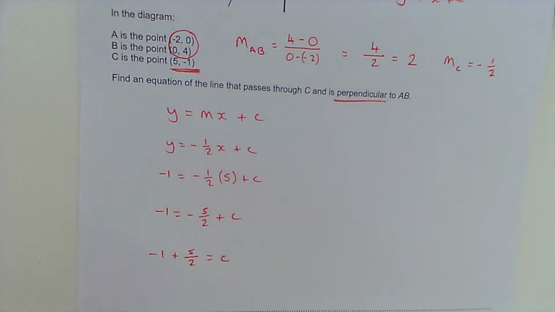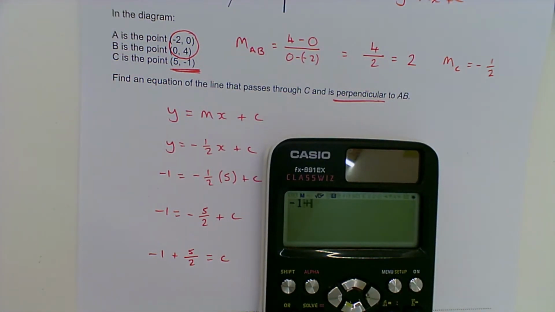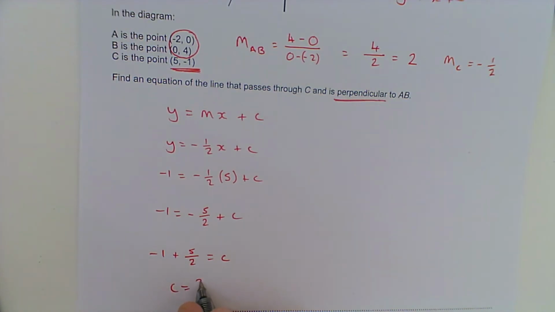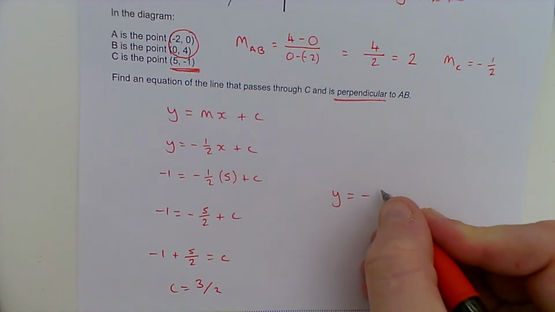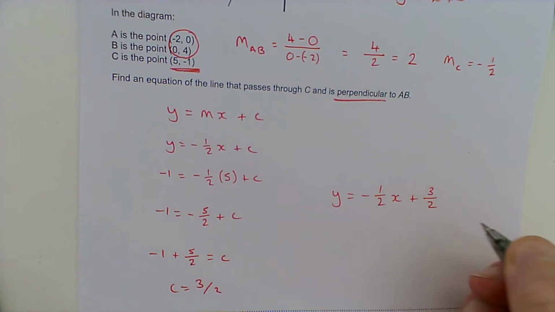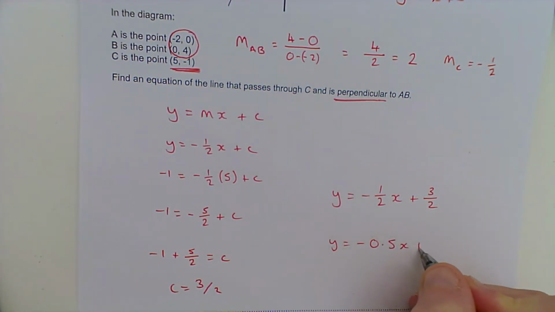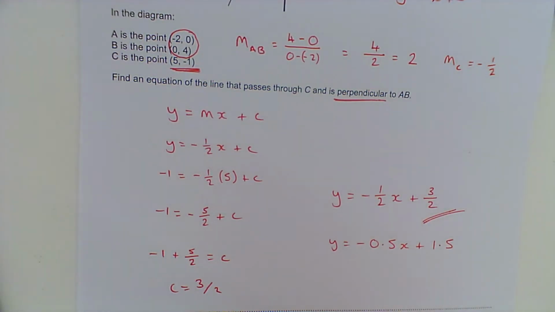I'm going to do this on my calculator. So that's negative 1 plus 5 over 2, which gives me 3 over 2. So c must be 3 over 2. So the equation of that line must have been minus a half x plus 3 over 2. If you want it in decimals, you could write it as minus 0.5x plus 1.5. It doesn't really make a difference, but fractions are a lot easier. I'm sure the year 12s and year 13s will tell you that if you asked them when they did their A levels.